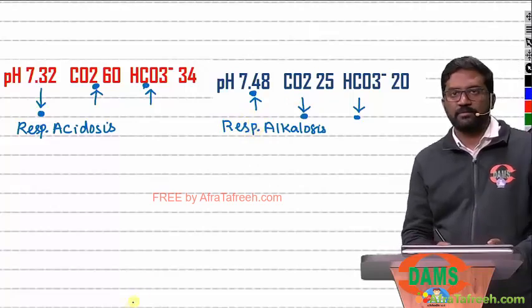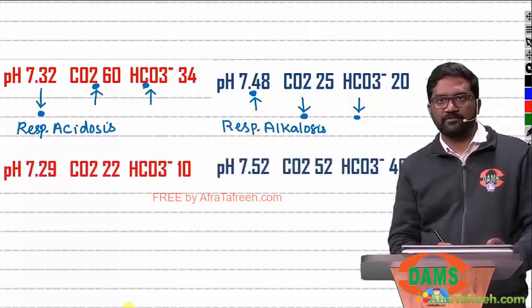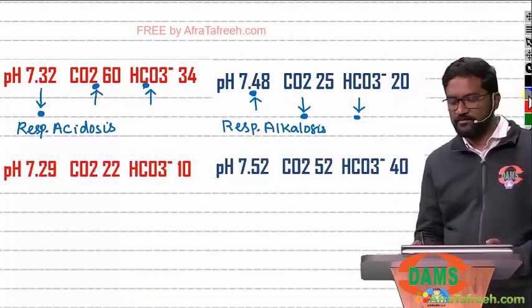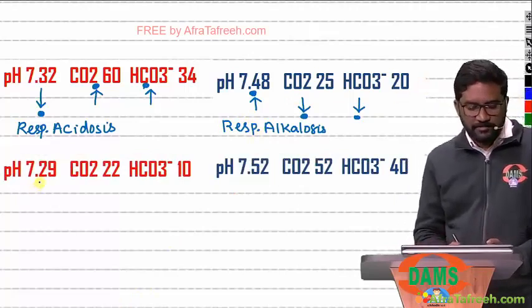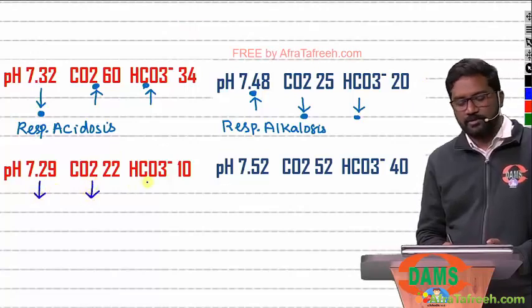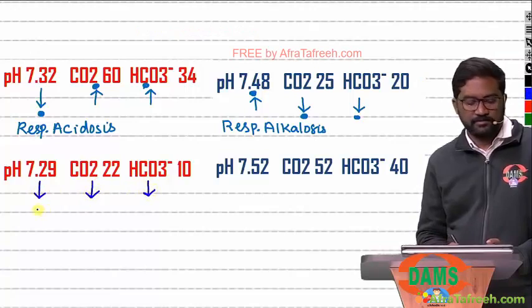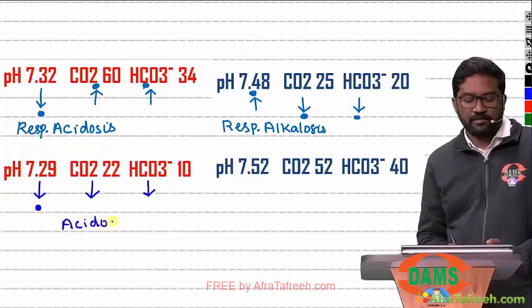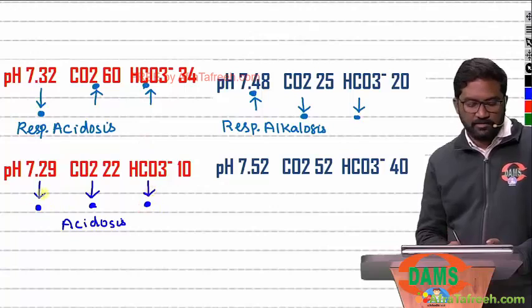Respiratory. So you only solve the next two questions. Just draw arrow marks, students, and you will get the answer. Here pH is reduced, CO2 reduced, bicarbonate reduced. Any decrease in pH should be called acidosis. So what is primary? The change in pH with respect to the parameters is in the same direction. So what should be the name?